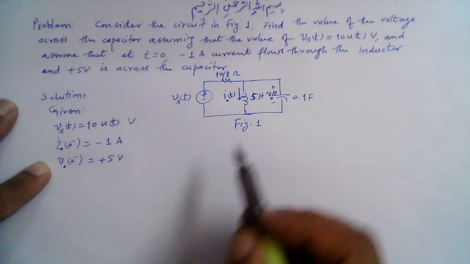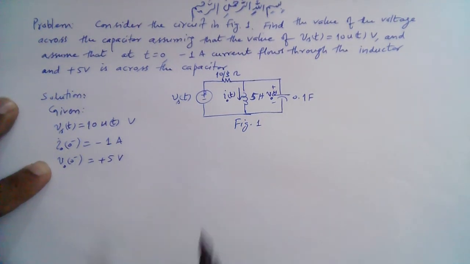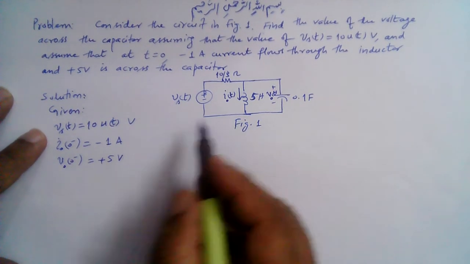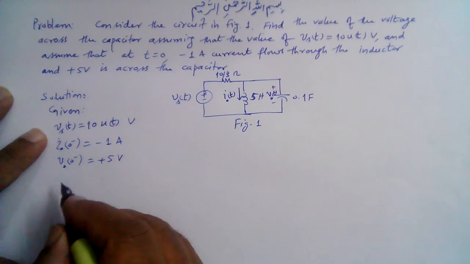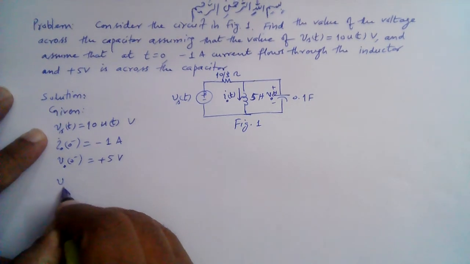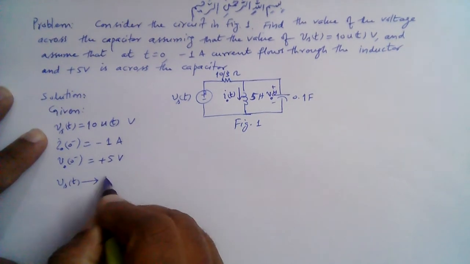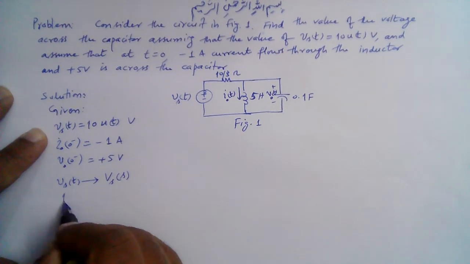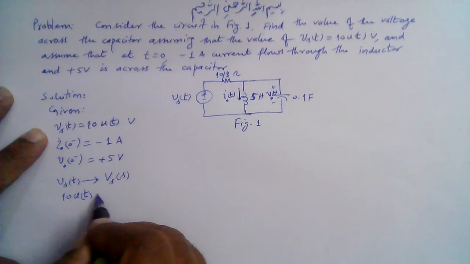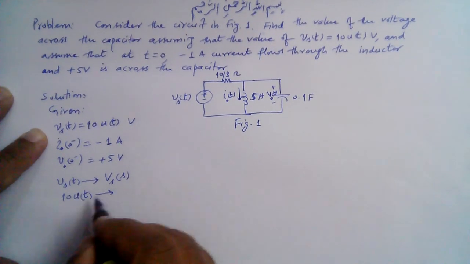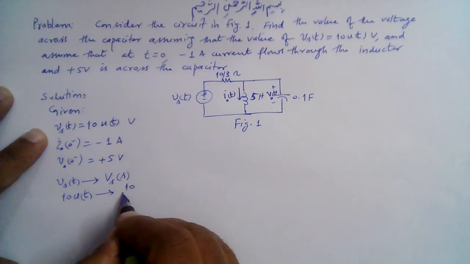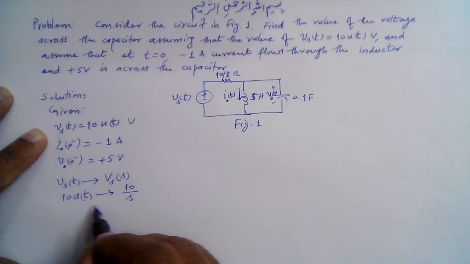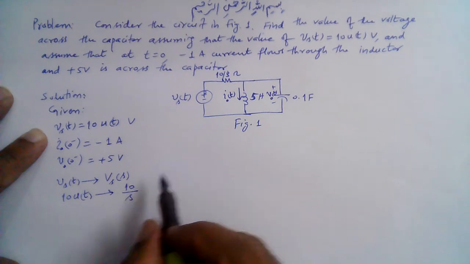So we can transform the circuit to the Laplace domain. For that, the Vs of t will be transformed to Vs of s, right? And 10 u of t will become 10 over s. The Laplace transform of u of t is 1 over s, so 10 u of t is 10 over s, right?